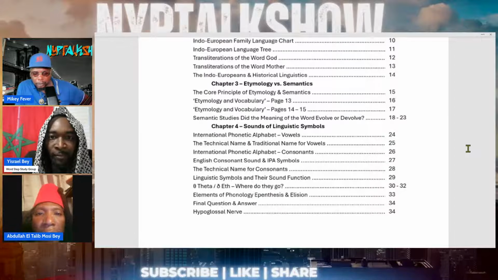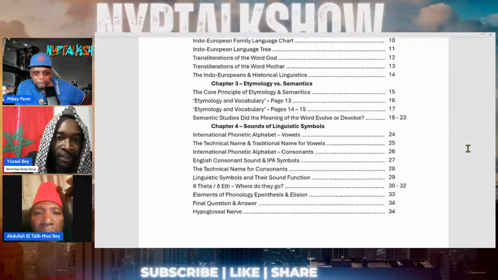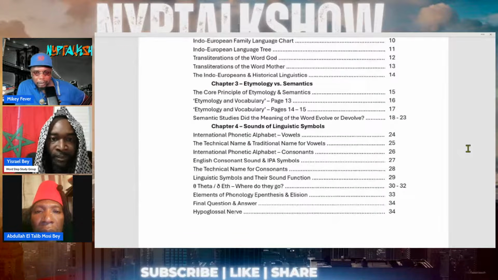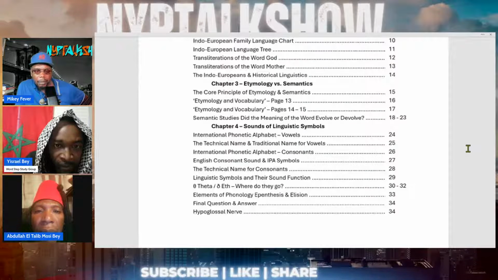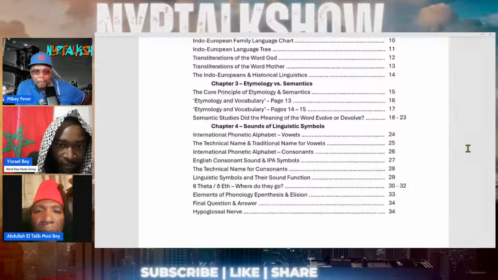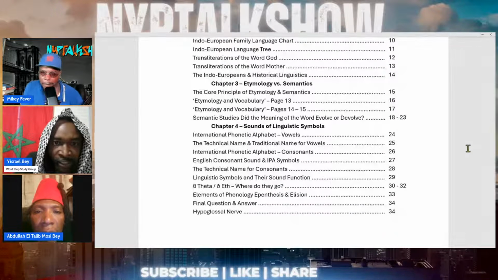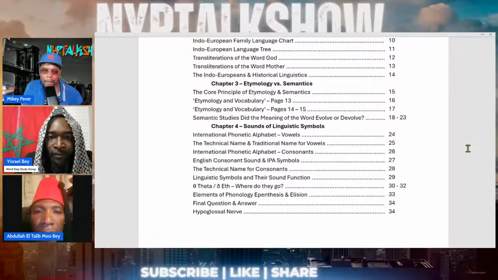The core principle of etymology and semantics, etymology and vocabulary, page 13, and etymology and vocabulary, pages 14 and 15. Those are out of Brother Abdullah's book. Semantic studies: did the meaning of the word evolve or devolve?